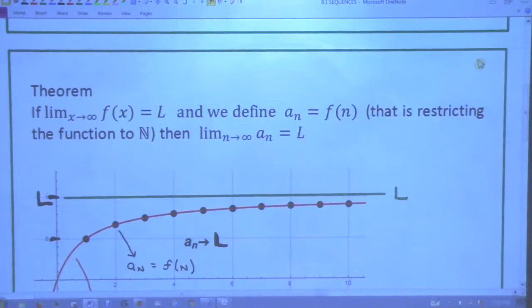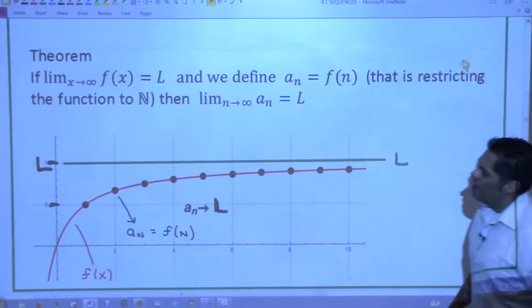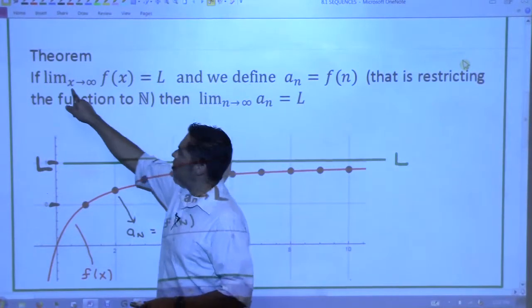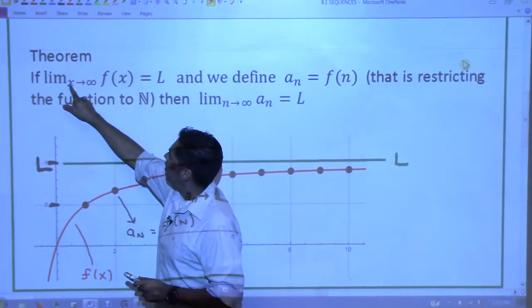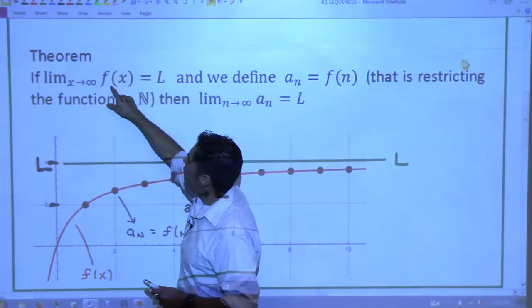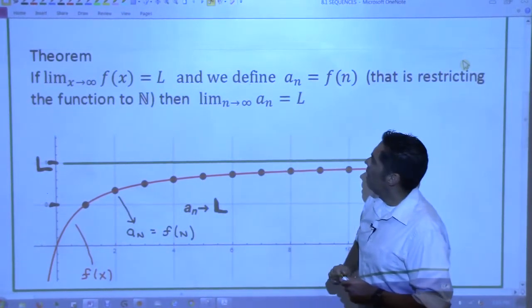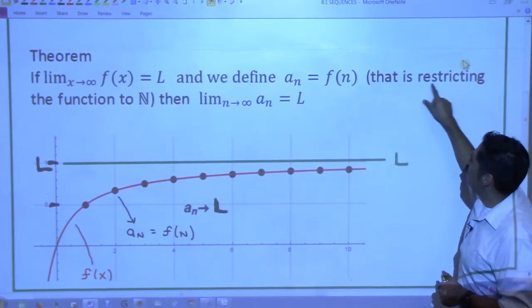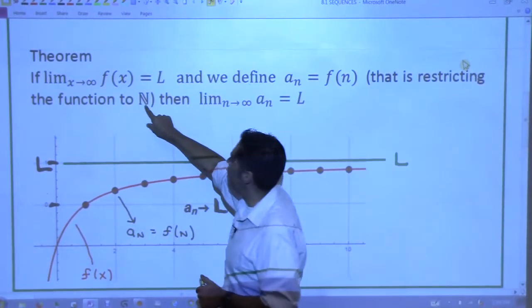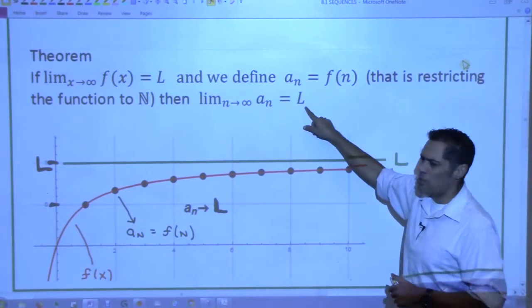This theorem is going to be really helpful for us. It says that if we take the limit as x goes to infinity, so notice we're using x, not n, of some function of x, and that happens to be L, and then we define a sub n to be f of n, which means we restrict the function to the natural numbers, then the limit of the sequence must also be L.